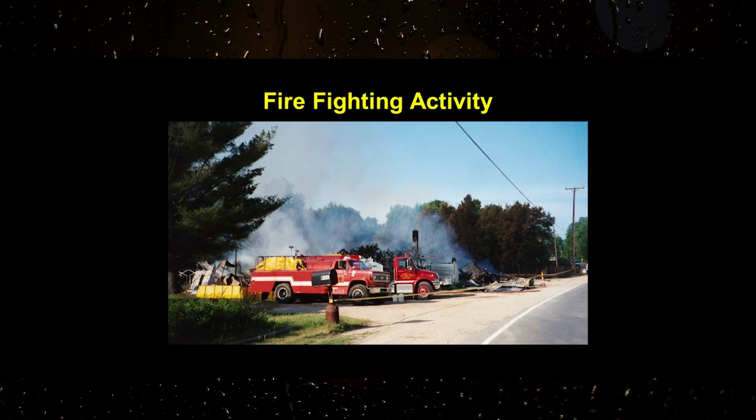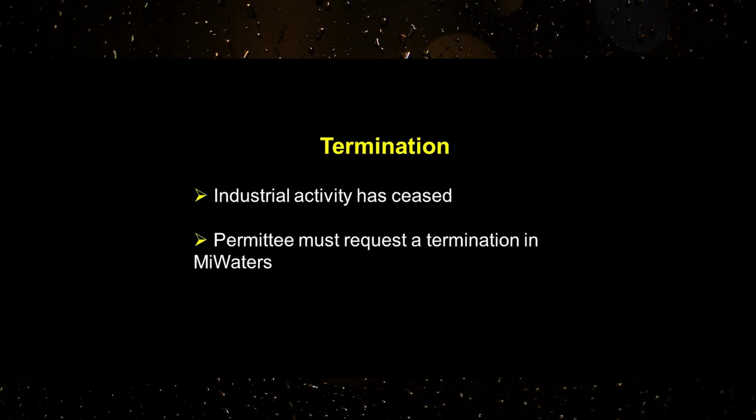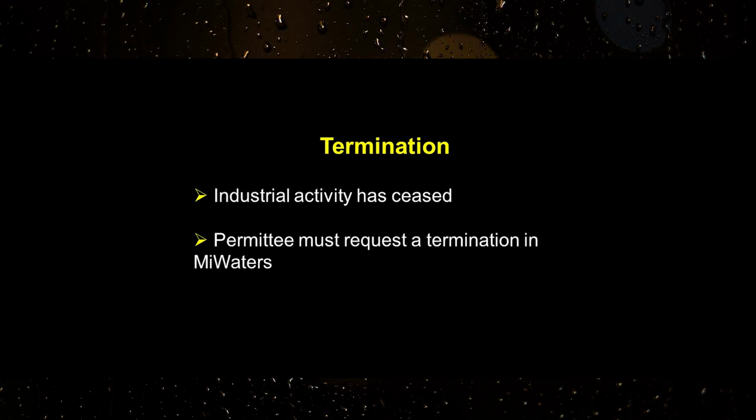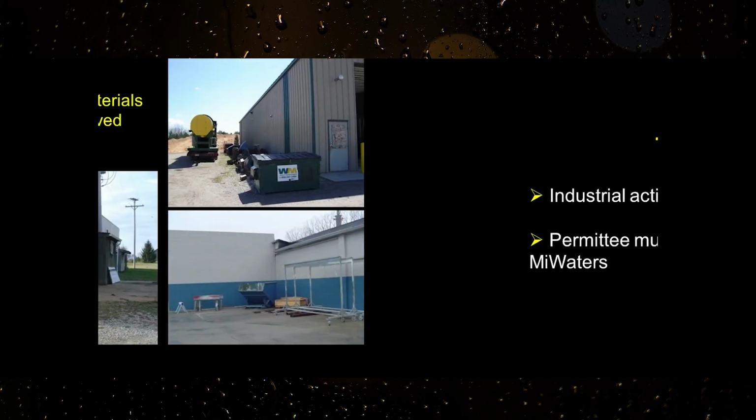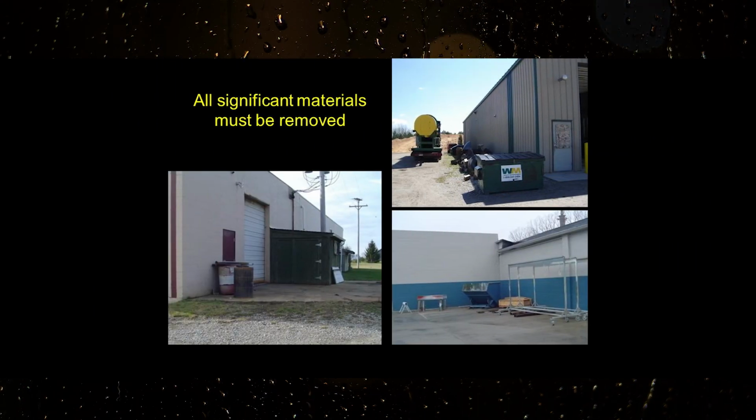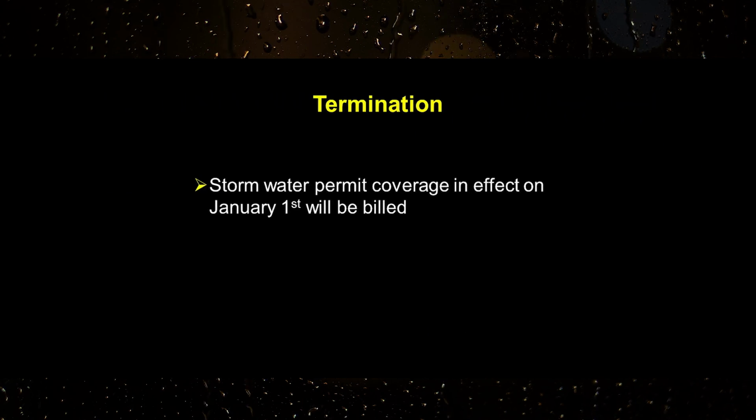Discharges from firefighting activities are authorized by this permit, but do not have to be identified in the Stormwater Pollution Prevention Plan. If industrial activity has ceased, and all industrial materials and activities are no longer exposed to stormwater, then permit coverage is no longer required. At this time, the permittee may request termination of the permit via MyWaters. All significant materials that have the potential to be exposed to stormwater runoff must be removed from the facility before the authorization is terminated. It is the responsibility of the permittee to request termination in a timely manner to allow for processing prior to January 1st.